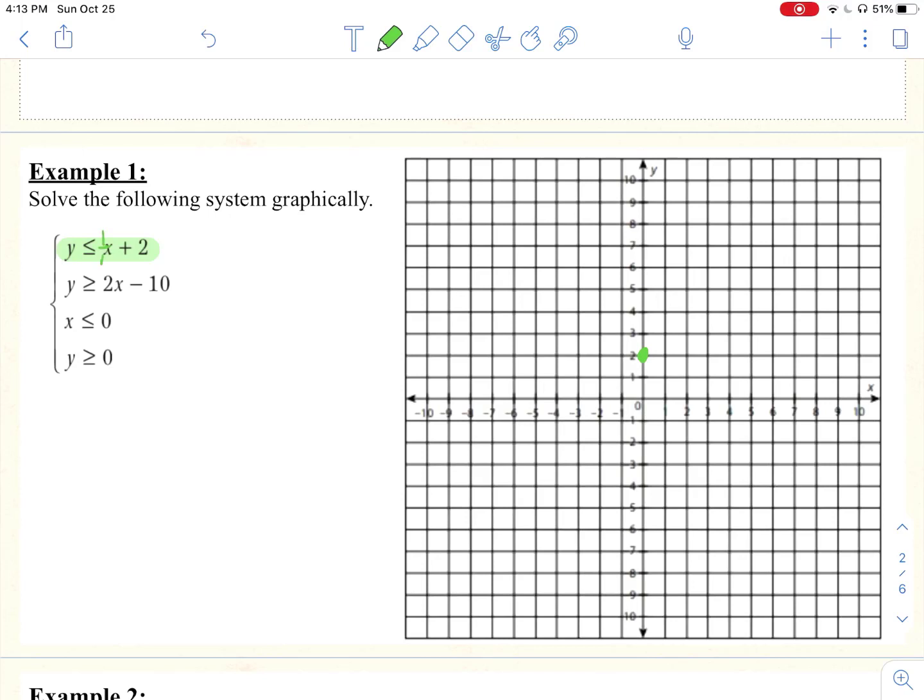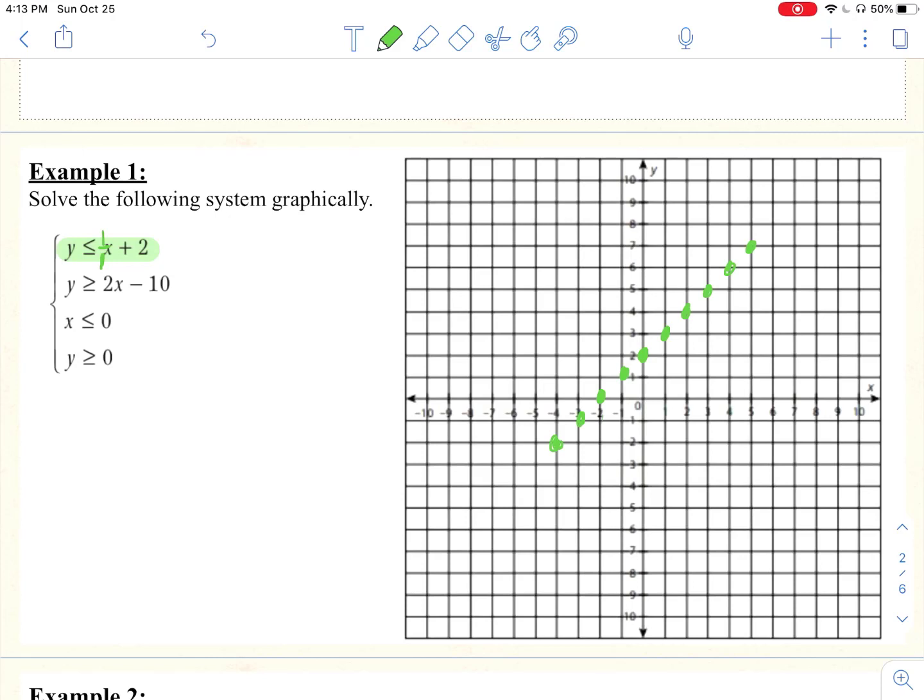Then our slope is my direction to my next point. So our slope here is 1 over 1. Because it's a positive 1 over a positive 1, we have two options. We can go up and to the right one, up 1 to the right one, up 1 to the right one. Or we could have gone down 1 to the left one, down 1 to the left one.